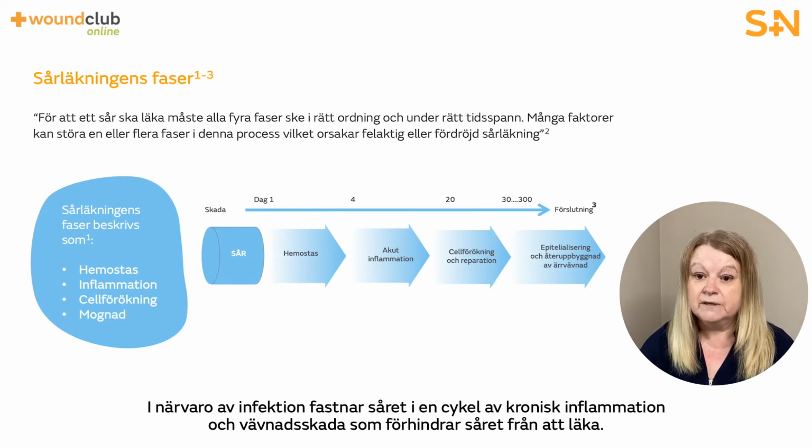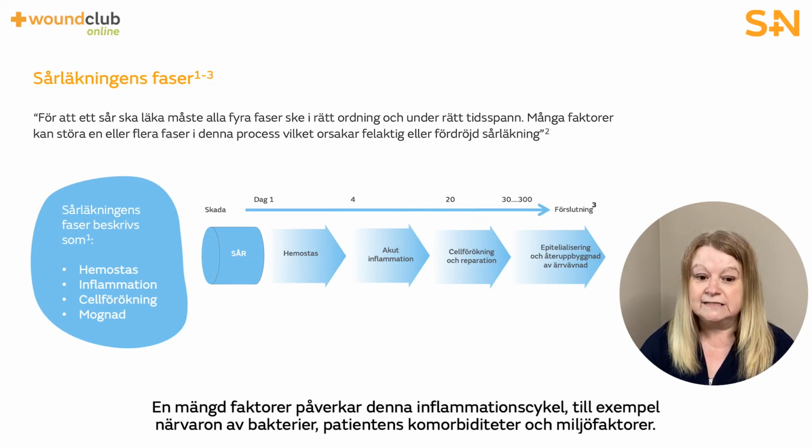In the diagram, you can see that in the presence of infection, the wound gets stuck in a cycle of chronic inflammation and tissue damage which prevents the wound from healing. A variety of factors influence this cycle of inflammation. For example, the presence of bacteria, patient comorbidities, and factors from the environment.